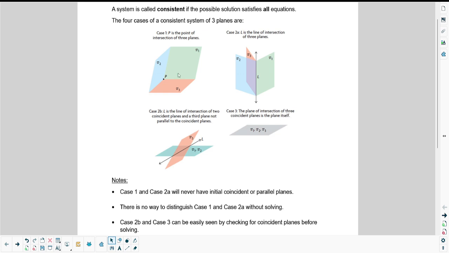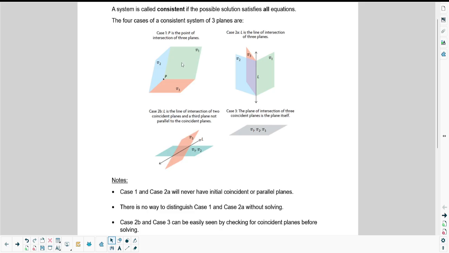Case 1 and 2a will never have the starting planes as coincident or parallel. Okay, just something to check for. You always want to check for parallel and coincident because there are usually little shortcuts to them. So if you don't have that, it's a normal solving question. You make your matrix and you solve all the way down.